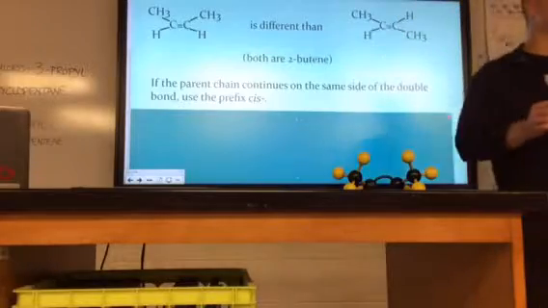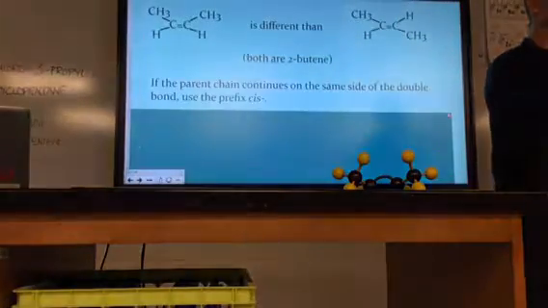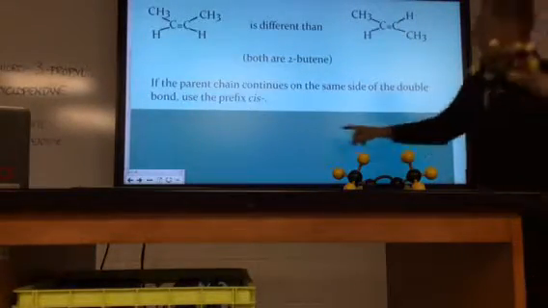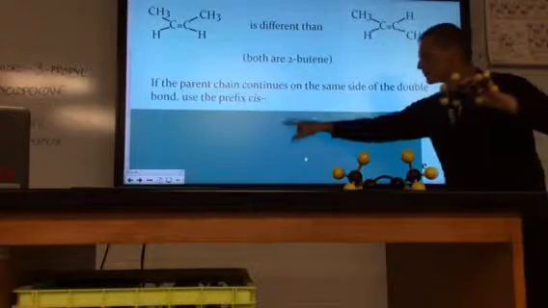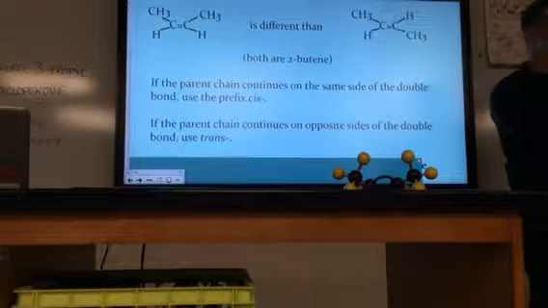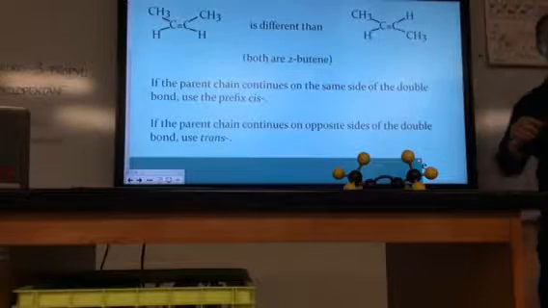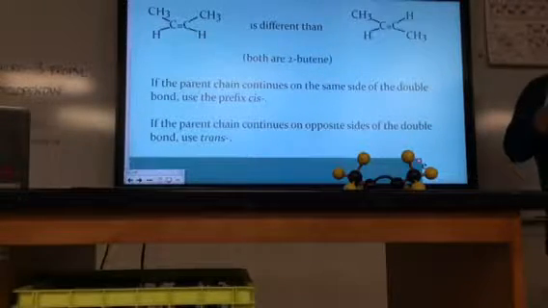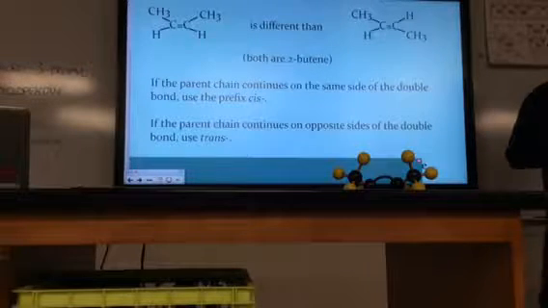This one is not cis-2-butene. It starts above, it ends below. If the parent continues on opposite sides of the double bond, we're going to use the prefix trans. This one would be called trans-2-butene.